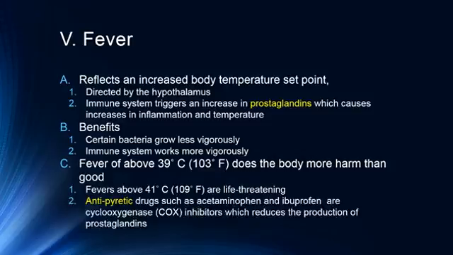Anti-pyretic drugs, which are those that decrease fever, are things like acetaminophen and ibuprofen. They are cyclooxygenase inhibitors, which reduces the production of prostaglandins. Cyclooxygenase is an enzyme which helps to produce prostaglandins, and so by decreasing cyclooxygenase, you decrease the release of prostaglandins. Acetaminophen seems to have more of an effect on fever, and ibuprofen more of an effect on inflammation. Acetaminophen has very weak anti-inflammatory properties, whereas ibuprofen has very strong anti-inflammatory properties.